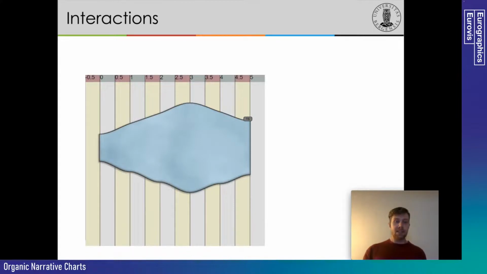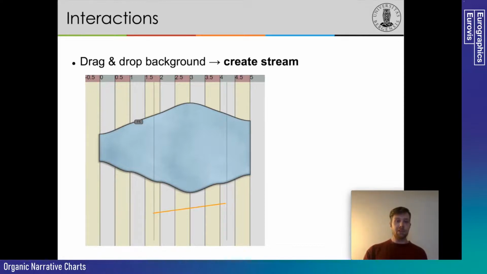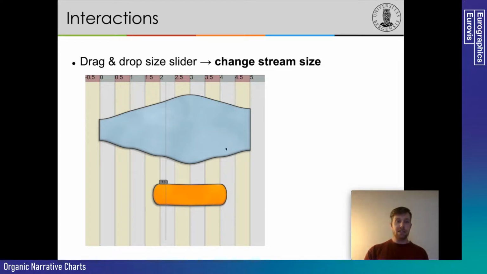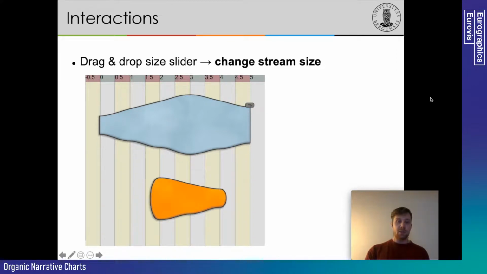Here we can see our interface, and there's already one stream visible. In order to create a new stream, we have a drag and drop operation. Basically, we drag here, we move to another time, and it will create this stream. We also have something that we call a size slider. We can see it when we hover over our stream, and we can drag and drop it to increase the size of a stream. By that, we can adjust the size of a stream at every single time point.